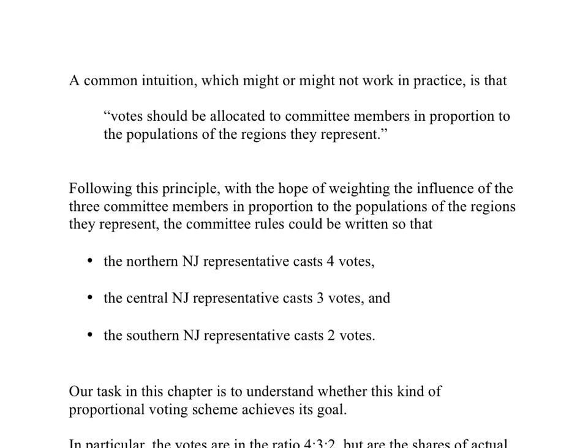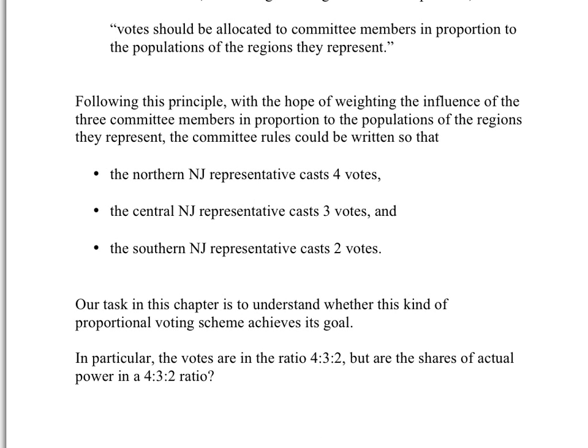Okay, that is a common intuition about how we achieve this goal of distributing power in the same proportion as population. It might seem obvious that that would be the way to do it. So our task in this chapter is to understand whether this kind of proportional voting scheme achieves its goal. In particular, the votes are in the ratio 4:3:2, but are the shares of actual power in the same ratio of 4:3:2? Really emphasize this. That's the fundamental question for us.